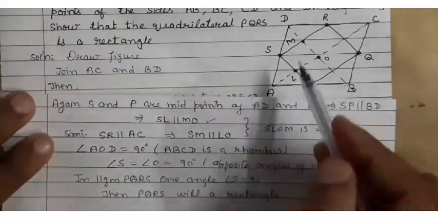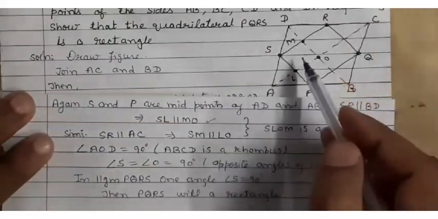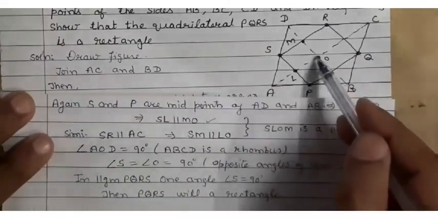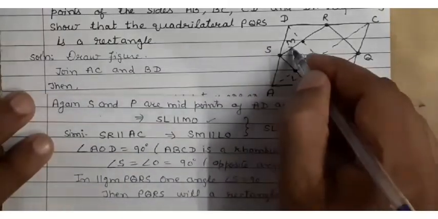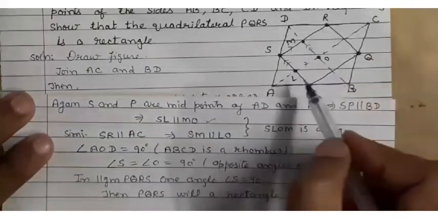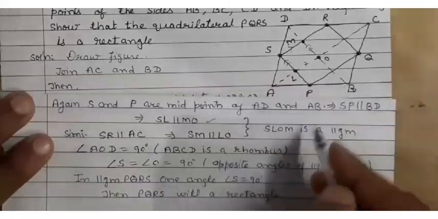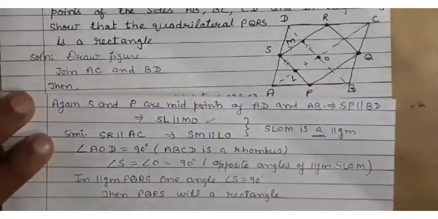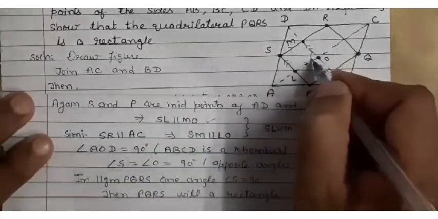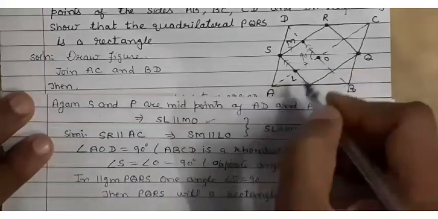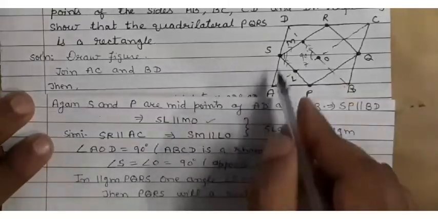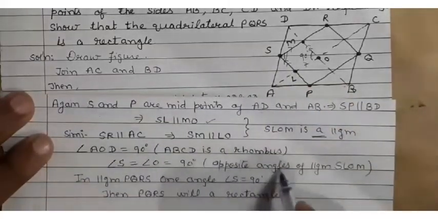And one more, I am taking this triangle ACD. This SR is parallel to AC, so I can write SM is parallel to LO. It means these two sides are parallel, like this. These two are parallel to each other. So I can say SLOM will be a parallelogram. And what we know, because ABCD is a rhombus, this angle O should be 90 degrees. If this is 90 degrees, then the opposite angle of the parallelogram, angle S, should be 90 degrees.